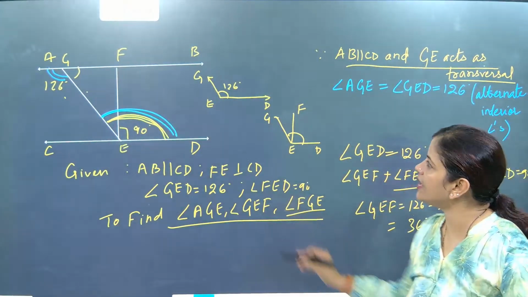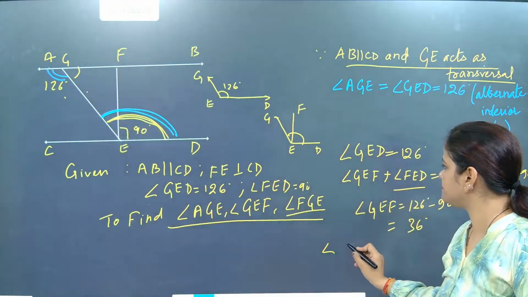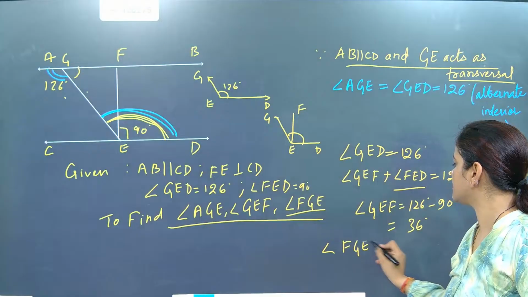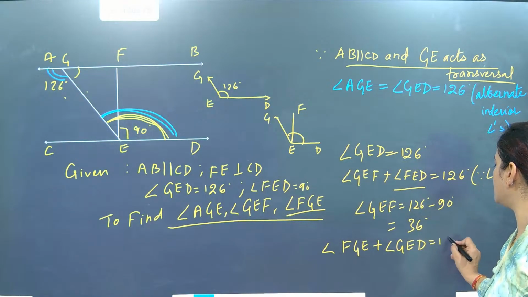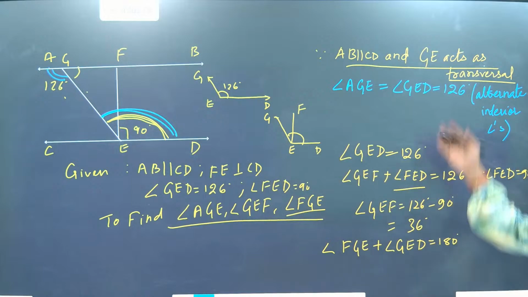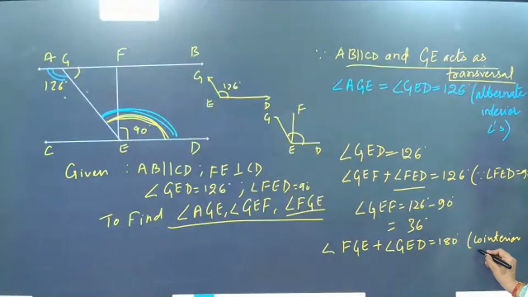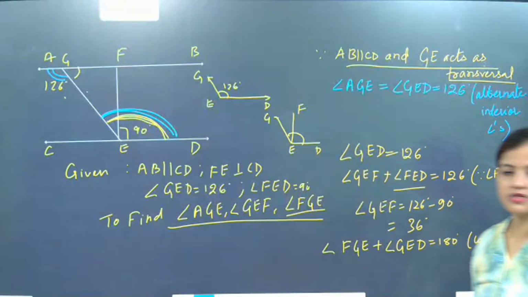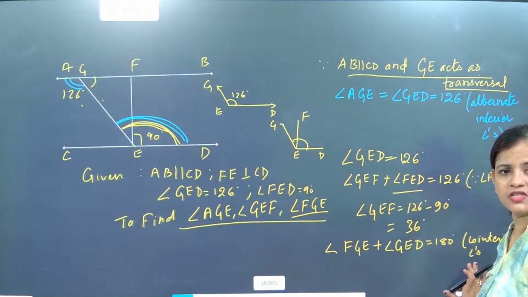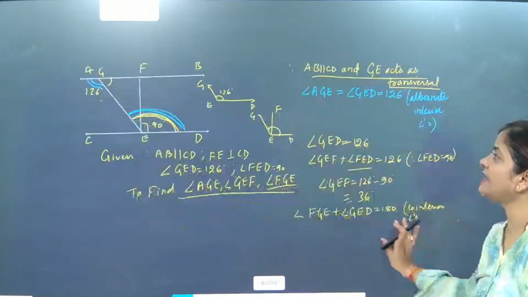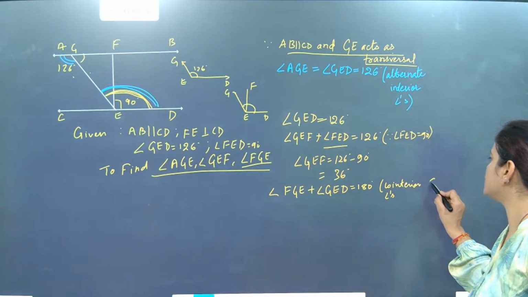So what are we going to write? Angle FGE plus angle GED equal to 180 degrees. No need to write the conclusion again and again because already at the top I have written: sum of co-interior angles in the same side of the transversal are supplementary. That is the entire definition. So co-interior angle sum is supplementary. So we will write in shortcut.